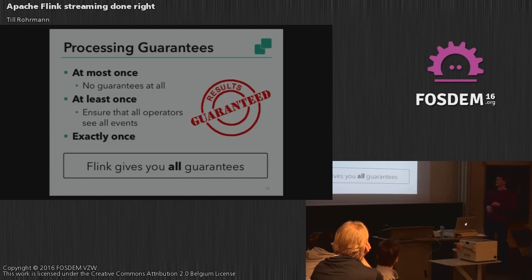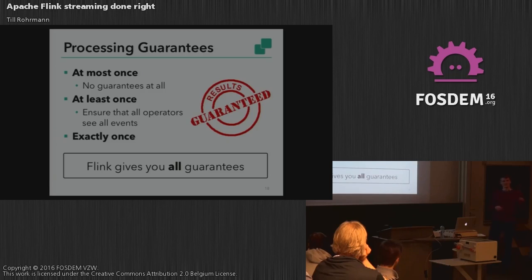And in terms of processing guarantees in the streaming world, which are at most once, at least once, and exactly once, with this asynchronous barrier snapshotting algorithm, as we call it, we can guarantee all of these three guarantees. The first guarantee, at most once, is actually not so useful in real-world problems, because it basically says that you might see an event in an operator, but if it crashed, then you might not see it as well.